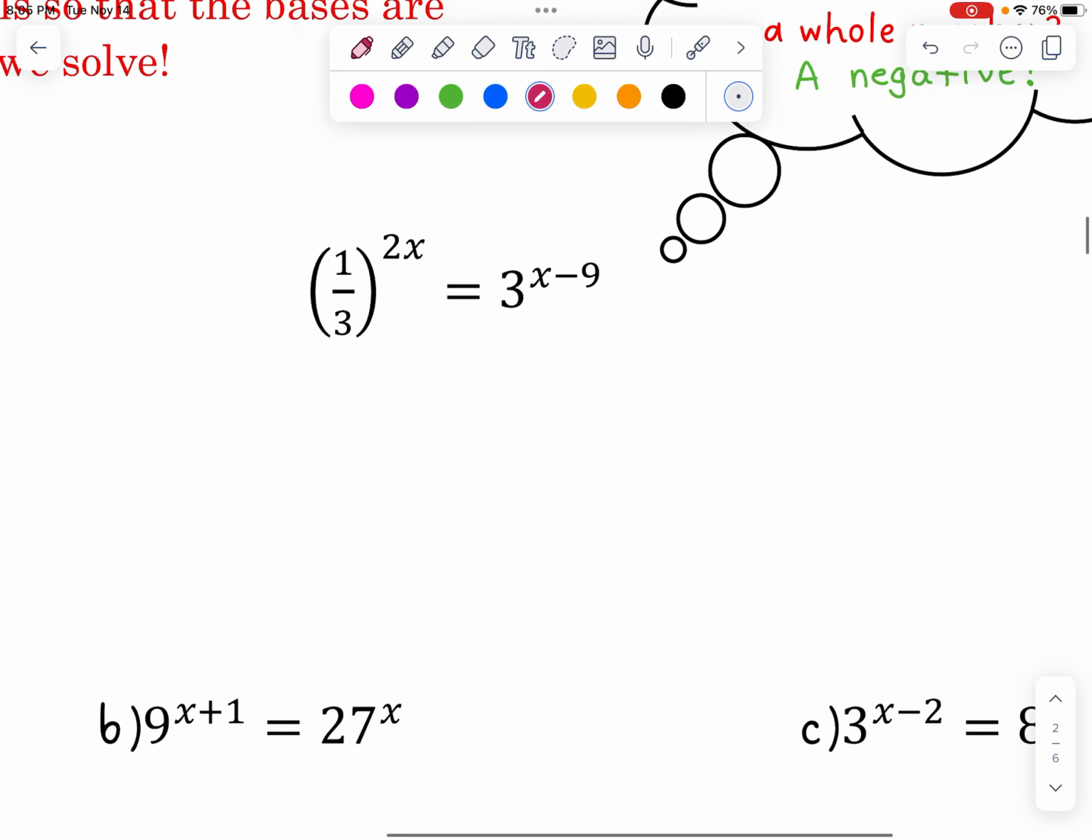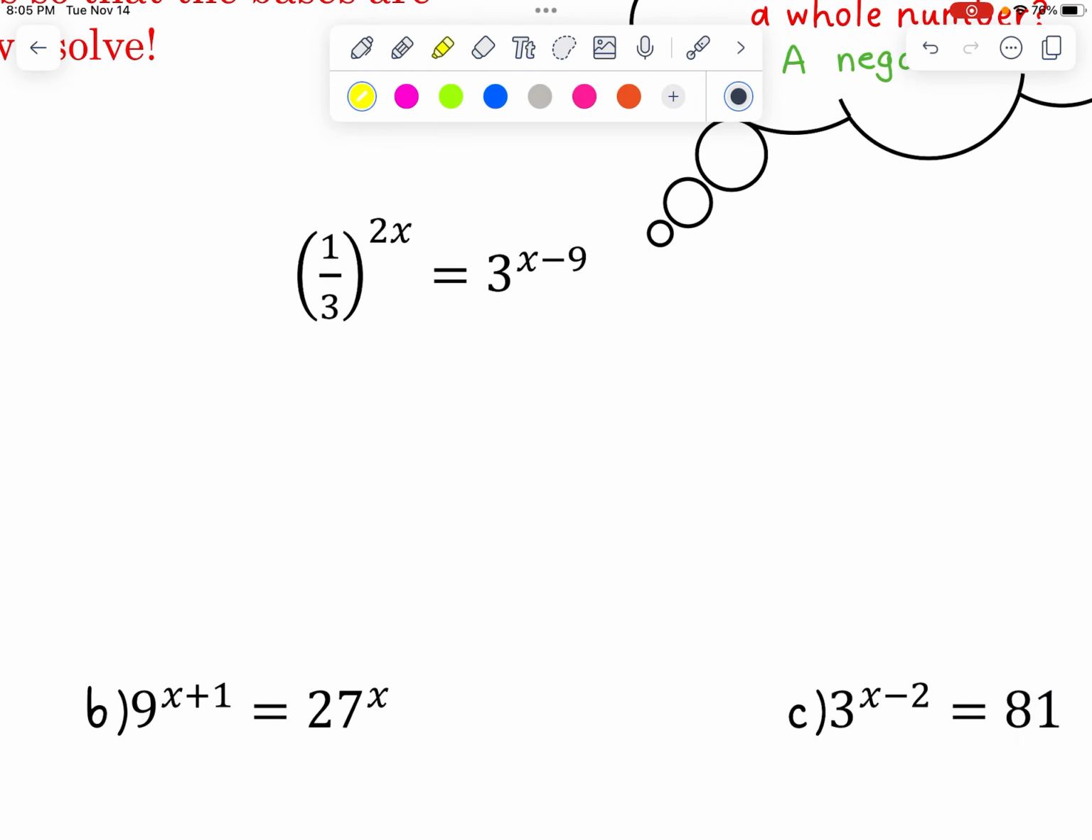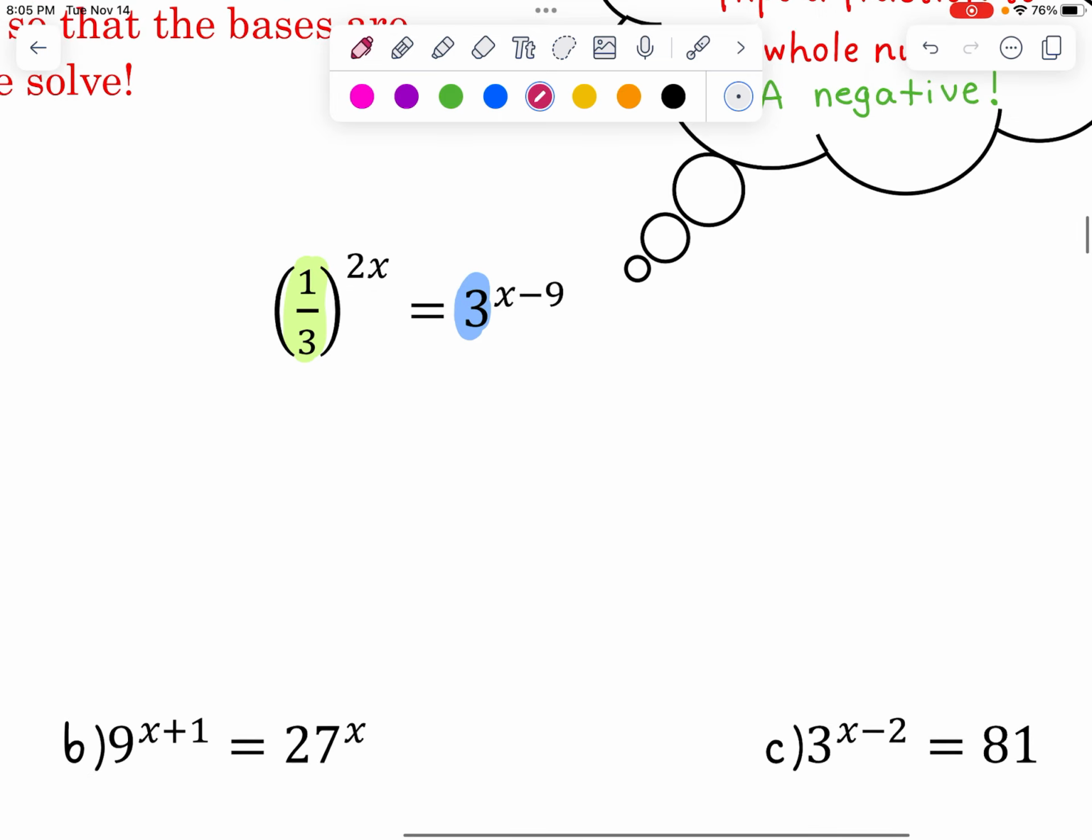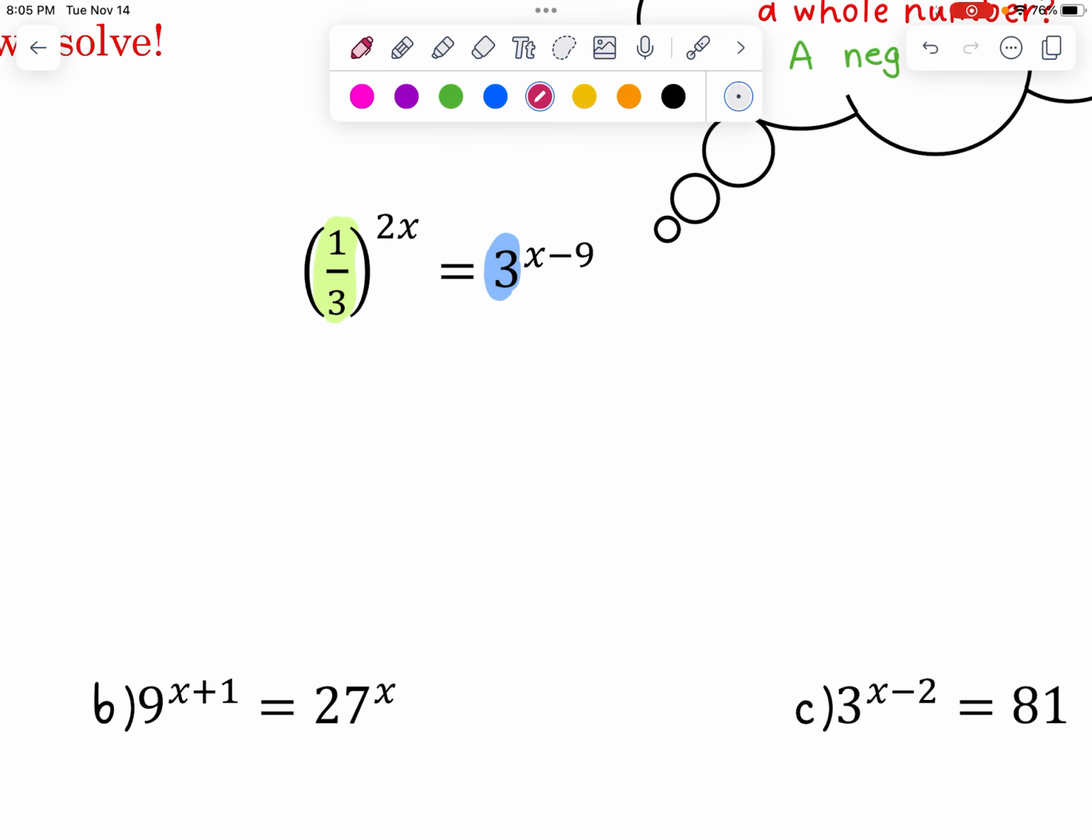Let's try another one. Here, I have (1/3)^x equals 3^(2x). Well, 1/3 and 3 are not the same number, but it is kind of close, right? They both have 3's. Think, how can I rewrite a fraction so that it's a whole number using exponents? If you remember the negative exponent property, that's the one that flips a fraction to a whole number. So 1/3 would be the same as writing 3 to the negative 1 power. Bring down the 2x.